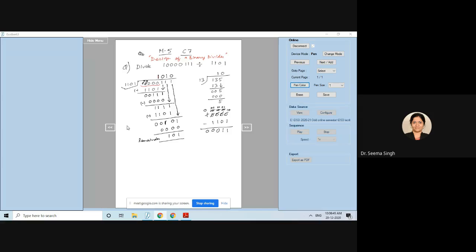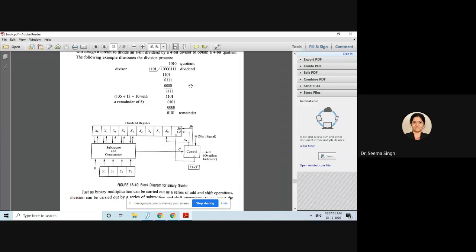So in the division operation, what you can see, if your dividend is big, then you subtract the divisor from the dividend and then shift. And if your divisor is bigger than this, you shift only, you do not subtract. The same thing is seen in this. So what you saw, that we tried to divide 135 by 13 and we got the quotient as 10 and remainder as 5. Now the same thing you should understand here.